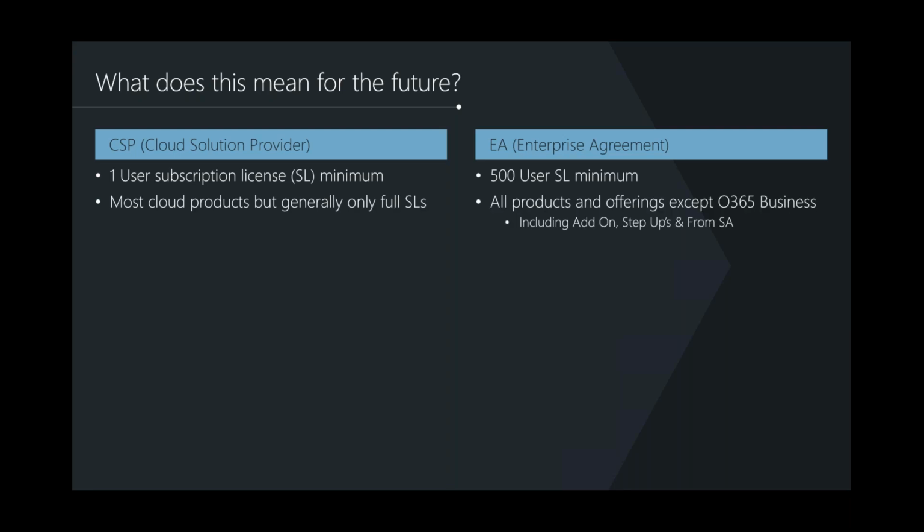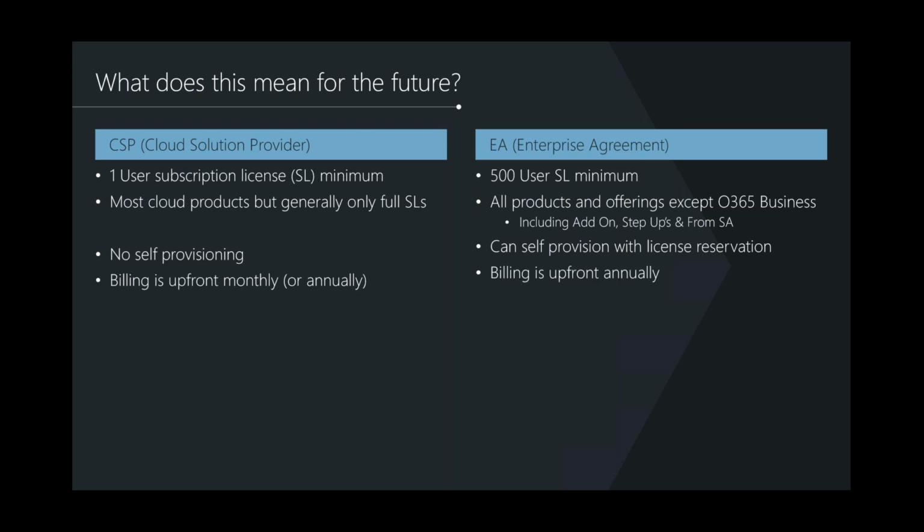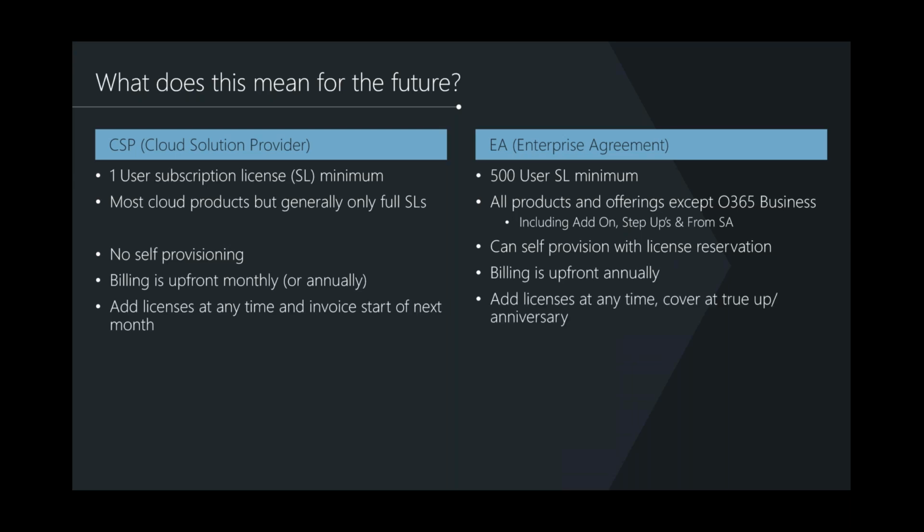Like I say, with CSP, mainly cloud products, a few on-premise ones we're seeing to come on there. We'll see those slowly filter through all of 2019. But with EA, all products are offered, all step-ups, add-ons, this, that, and the other, everything you can do on EA. On CSP, you can't provision that yourself. Obviously, with the EA, you can go on and reserve those licenses and actually engage with that portal. With CSP, that billing is upfront, monthly, can be done annually as well, whereas EA, it's always that annual pricing, generally with true-ups and everything like that.